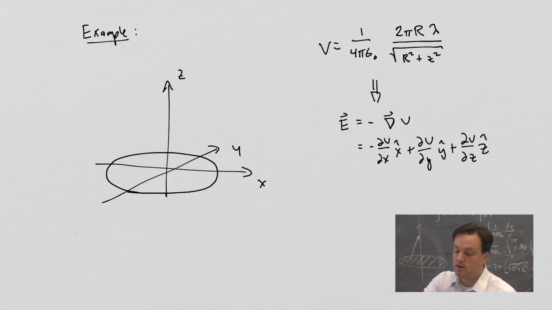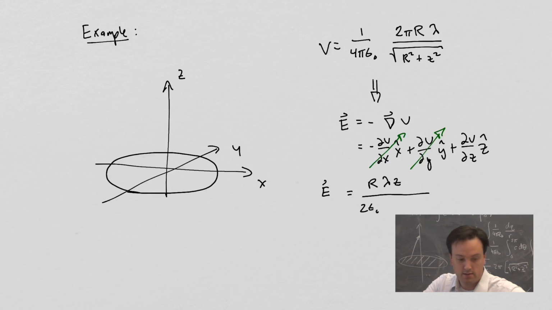I see that the first term is going to vanish because it doesn't depend on x. The second term is going to vanish because it doesn't depend on y. And so I just have to take the partial derivative of this with respect to z. Okay? And when I do that, I end up with the electric field is equal to r lambda z over 2 epsilon naught times (r squared plus z squared) to the 3/2 z hat.